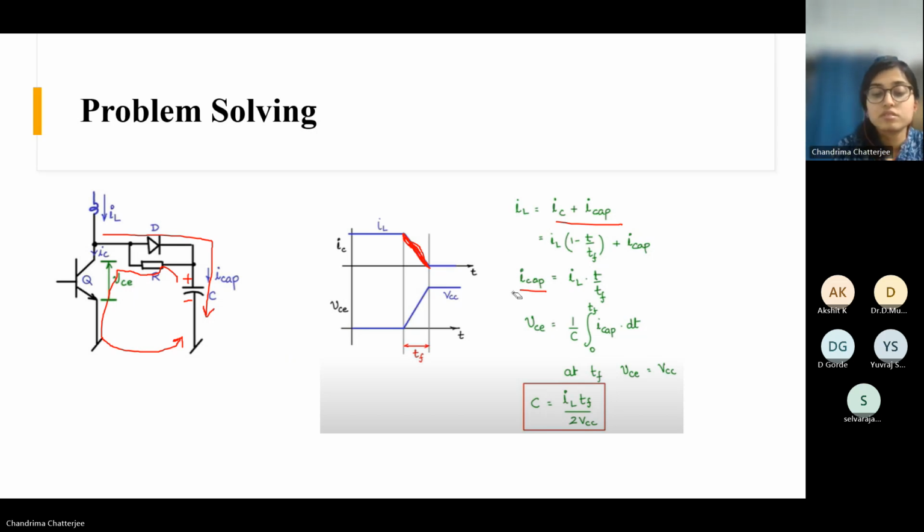So the potential across the switch is 1 by C integral I dt. In the I cap expression, you can replace this one, and this is the initial condition. Then you will get this expression.